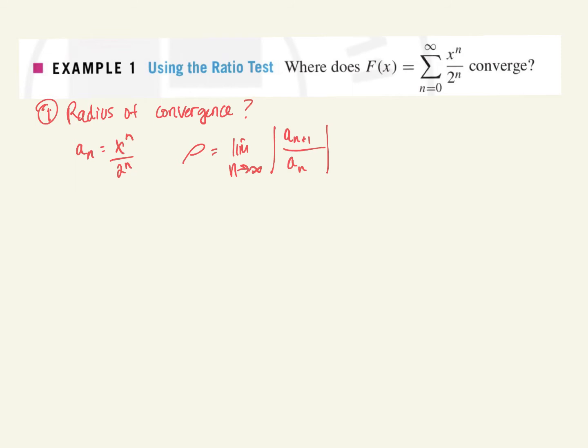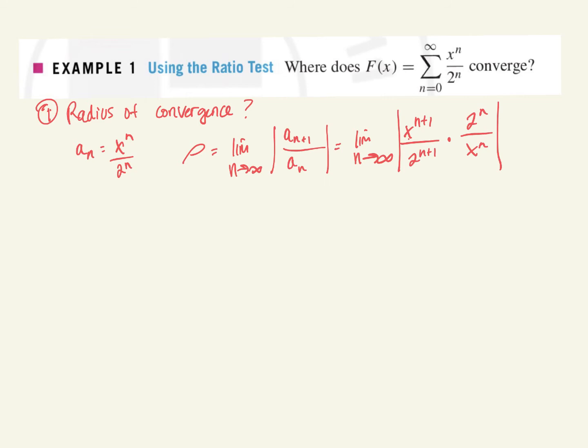So we're going to fill in our a sub n plus 1, which would be x to the n plus 1 over 2 to the n plus 1. And if we divide it by a to the n, then we're multiplying by the reciprocal. So we would be multiplying by 2 to the n over x to the n. And we can simplify a lot here.